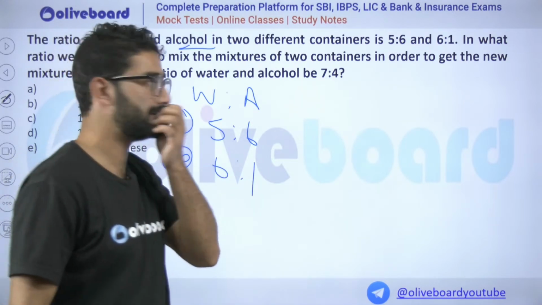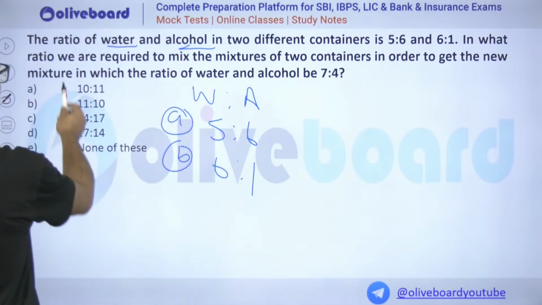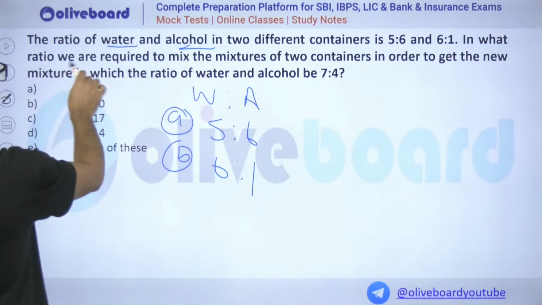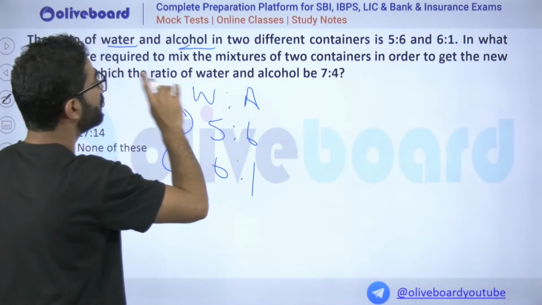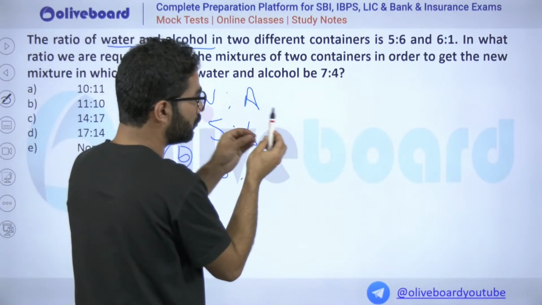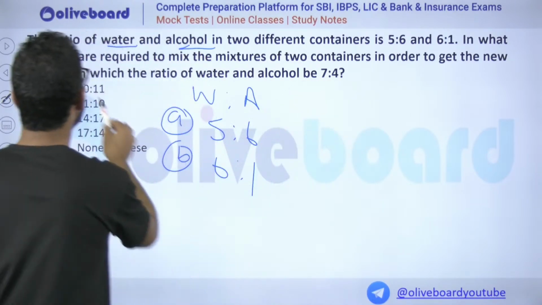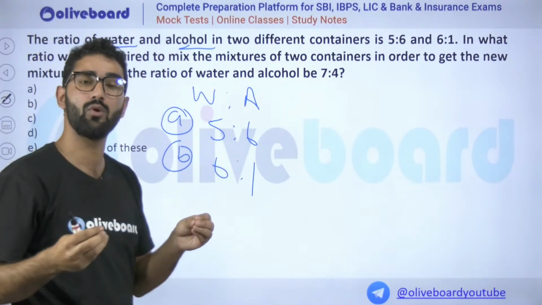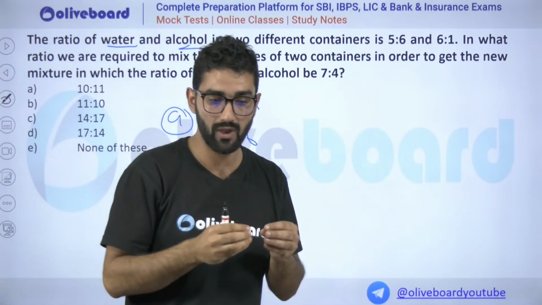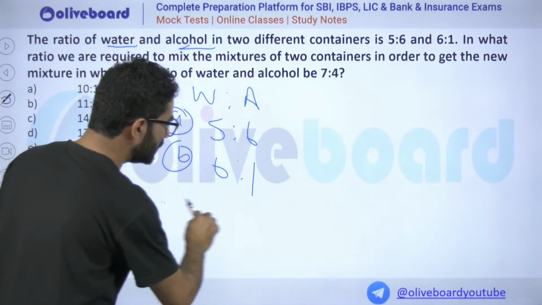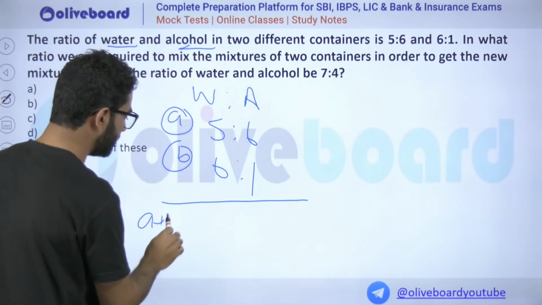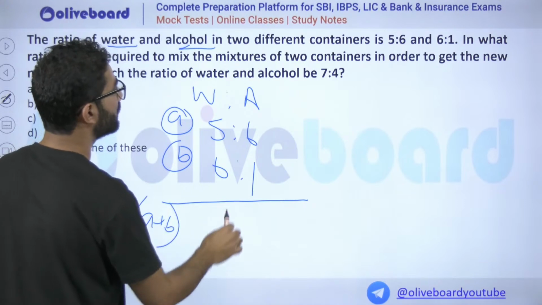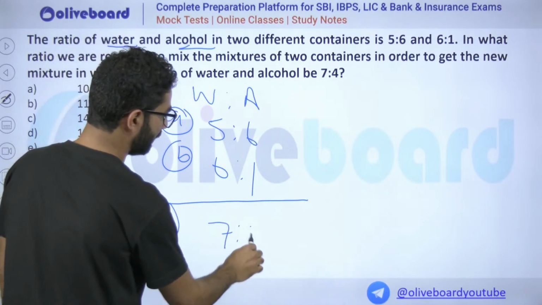Now you can see, in what ratio are we required to mix the mixtures of these two containers in order to get a new mixture in which the ratio of water and alcohol is this. Now we are mixing them up. We will get a new mixture that will be A plus B. Now their ratio is given as how much? 7 is to 4.